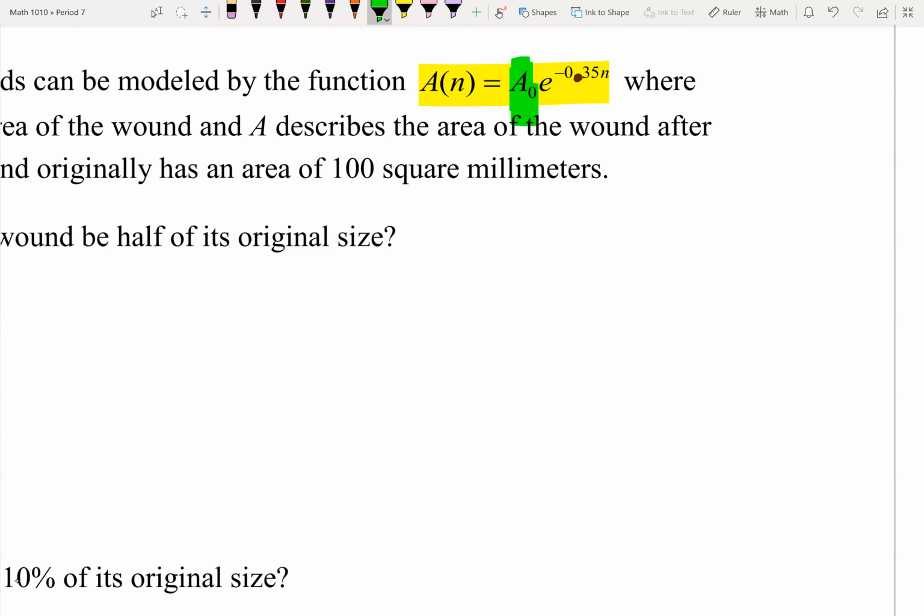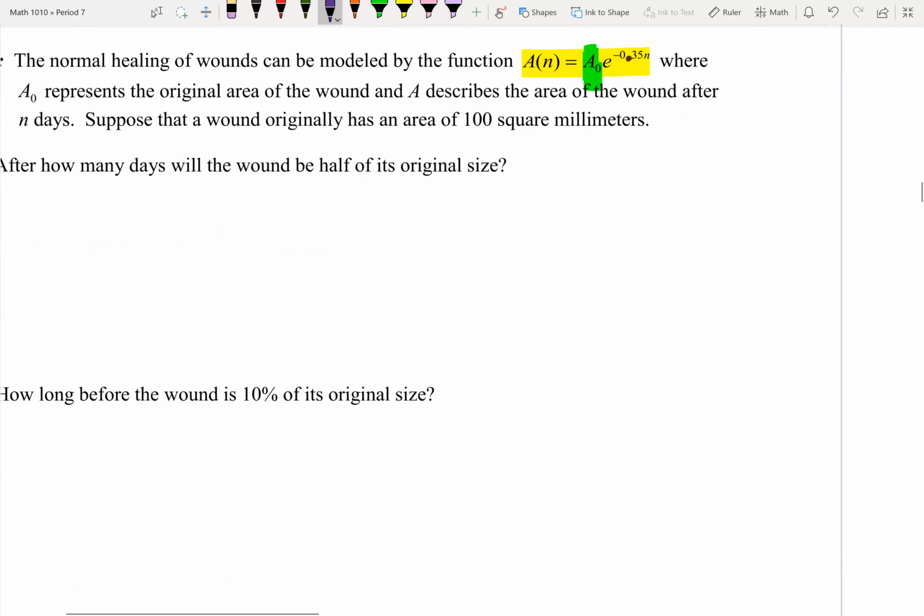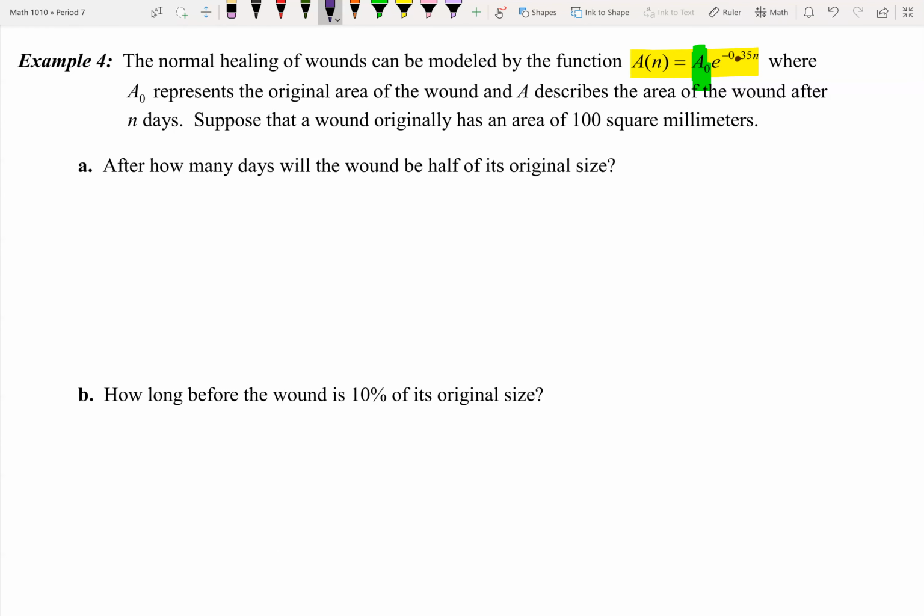Okay, so A sub 0 is what you start with. They tell us we started with 100. So let's change our equation. So it's going to be A sub n is equal to 100 e to the negative 0.35 n. Nice and clean. I dropped my 0. Everything's clear. Okay, everybody put n equals and A sub n equals. So the n, if you read in that little paragraph, it tells you n stands for days. And the A sub n is the area. And they tell me it's in millimeters squared.